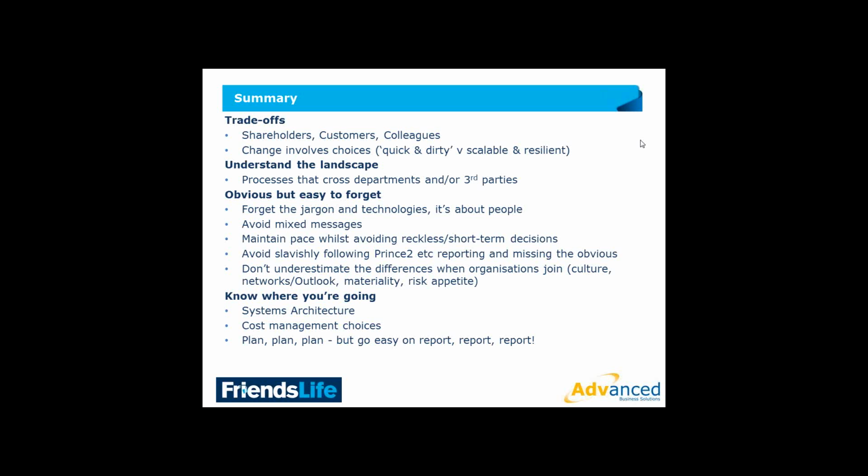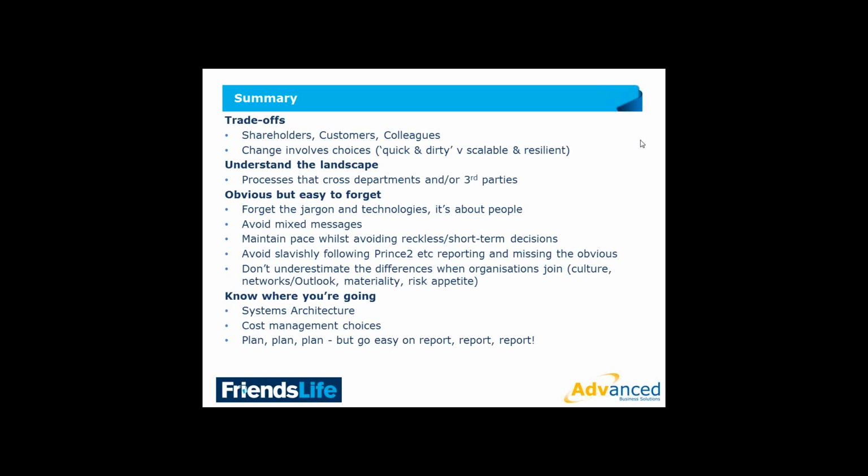There are choices to be made, so you can do something and get most of the value by something fairly quick, or you can think, actually, this is such a cool thing, it's our general ledger, we're going to take the time and make it scalable and resilient. Large organizations means processes cross departments and, in our case, third parties, because we've got business process outsourcing as well. And that's where it gets difficult because people have got different agendas. So following those processes and dealing with the people issues, really, really important.